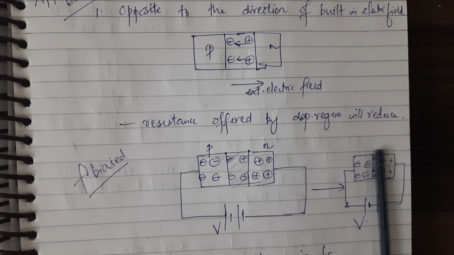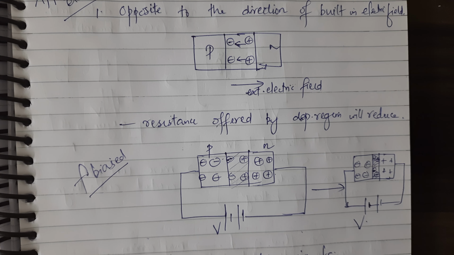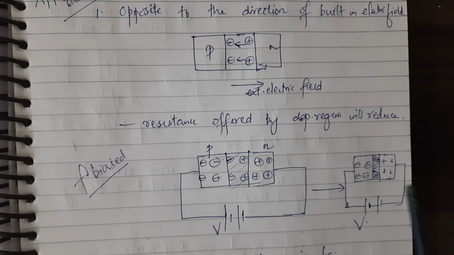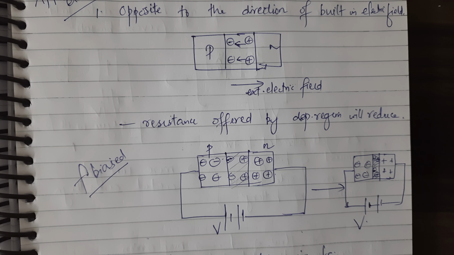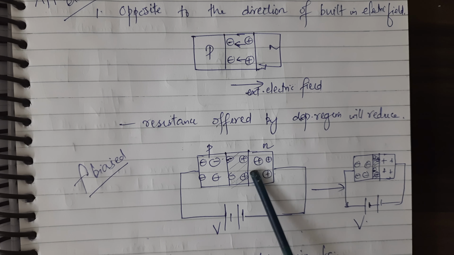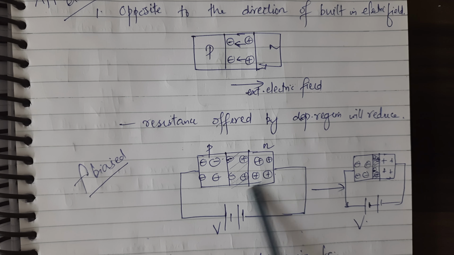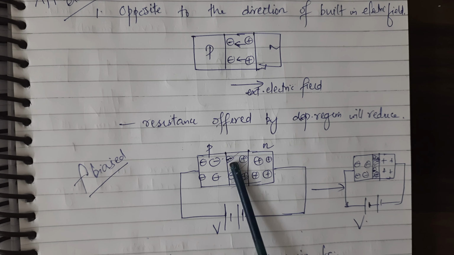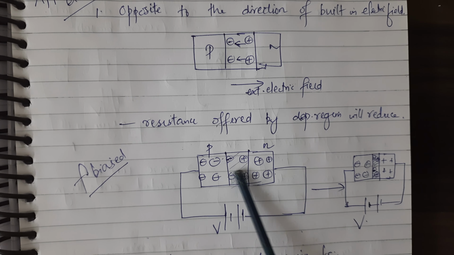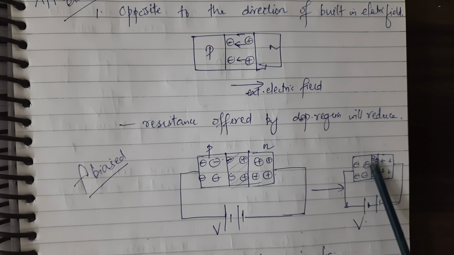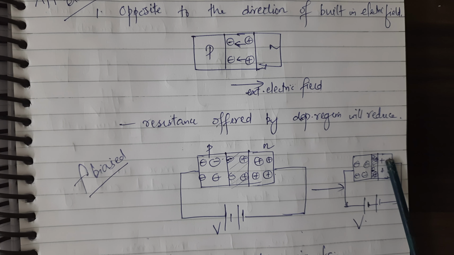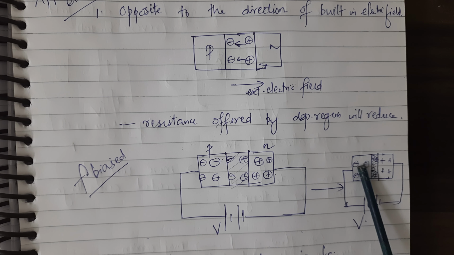The resistance offered by the depletion region will decrease, and the electrons can cross the depletion region very easily, and the holes can cross the depletion region from the p side, and electrons from the n side can cross the depletion region. So the electrons are the majority carriers here, so more voltage is applied here, and the depletion region width got reduced. See, this much was the width, now it is reduced to this much, and the electrons from the n side will cross this and will come to the p side.